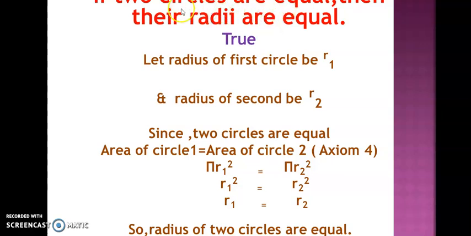In the statement, they have given that if two circles are equal, then their radii are equal. Here, we took two circles to be equal, and then we proved that their radii are also equal. Isn't it, children? You agree with this? You understood? Yes, good. Let me move on to my next statement.